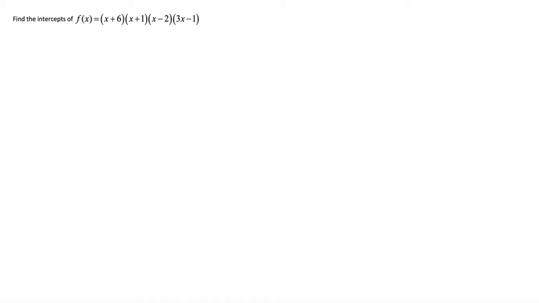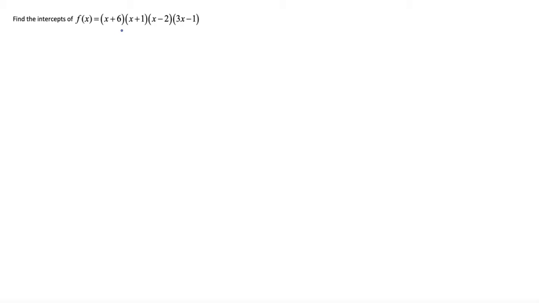Find the intercepts of f of x equals, and in parentheses we have x plus 6 times x plus 1 times x minus 2 times 3x minus 1. Okay, so we see that this is a polynomial, right? And we see 4 different parentheses here. So we don't see any exponents either. Okay, so that tells us there are going to be 4 different x-intercepts.